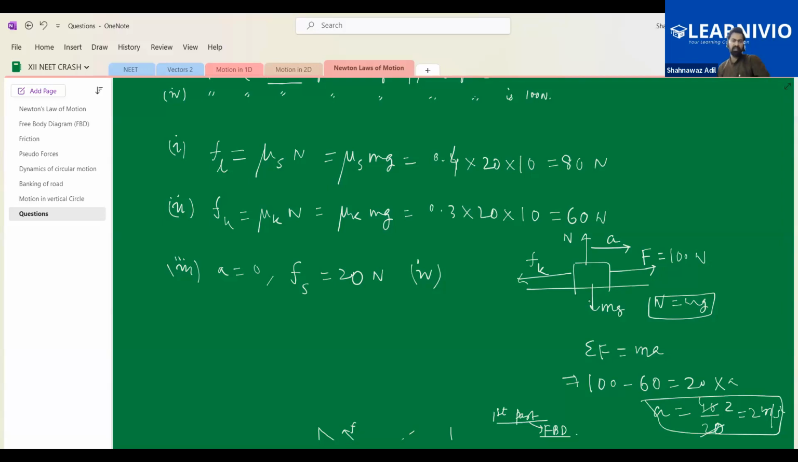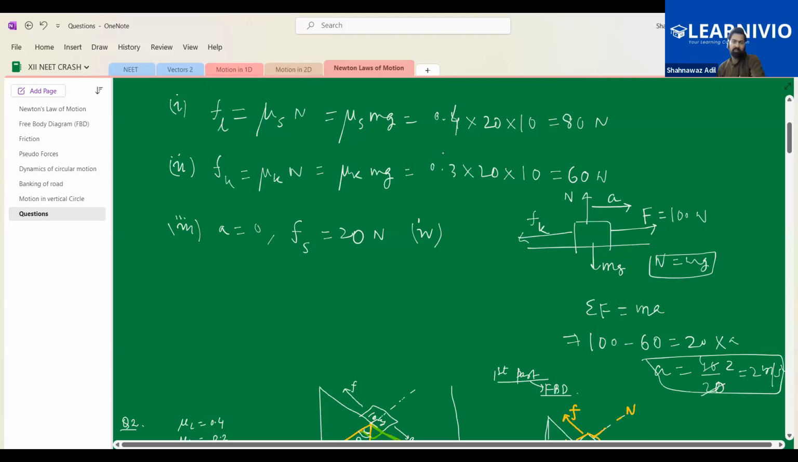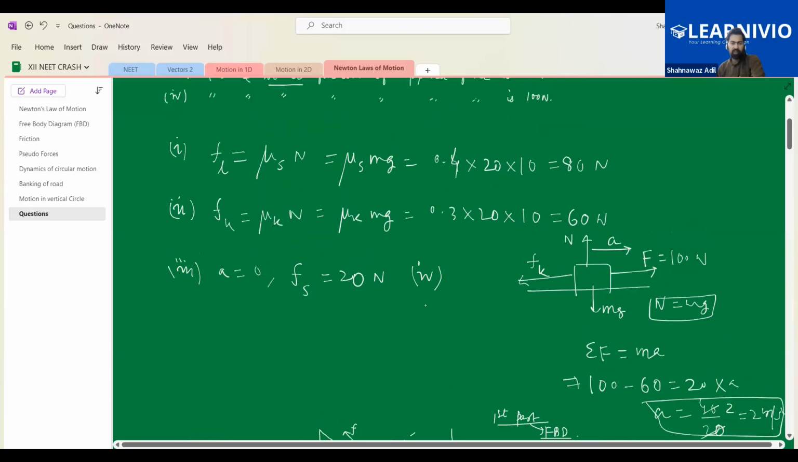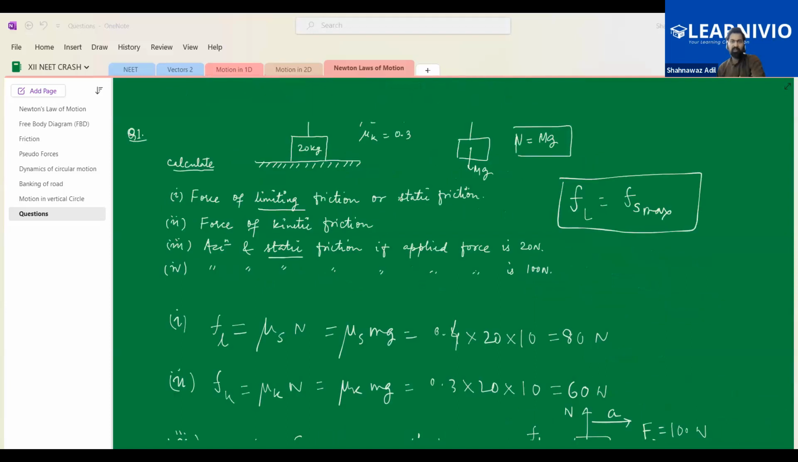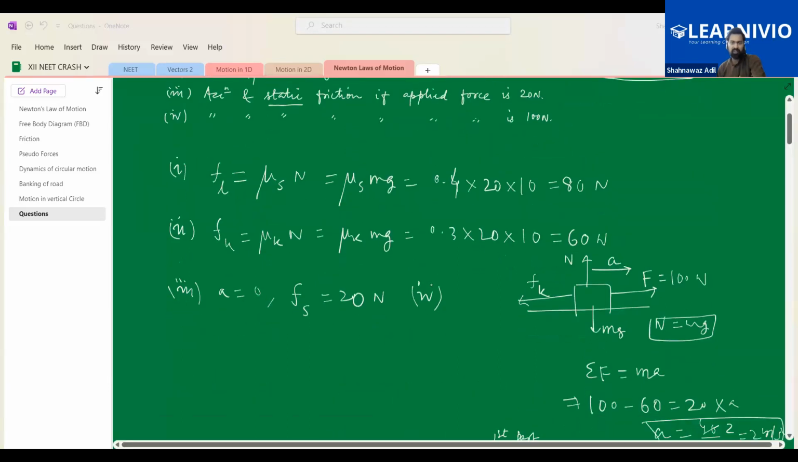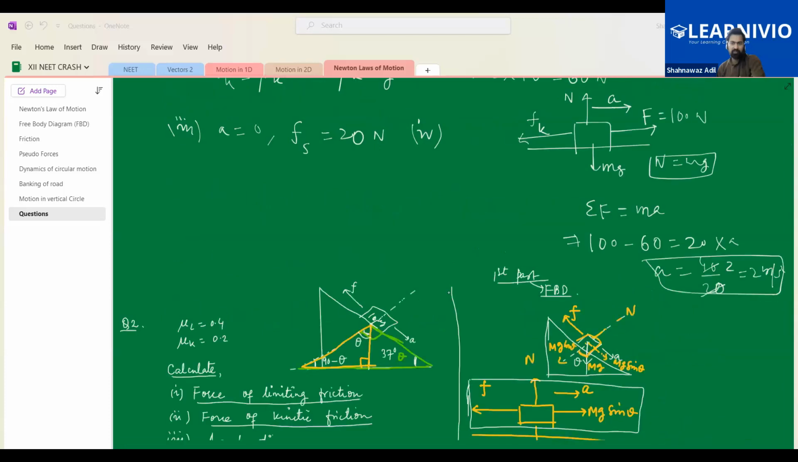Is it clear, guys? Is the idea of static, limiting and kinetic friction clear? Yes, Alia and Nabil, is this thing clear? Please ask me if you have any doubts, right? Yes, guys, is it clear? Yes, sir. Okay, so then we'll move on to the next one.